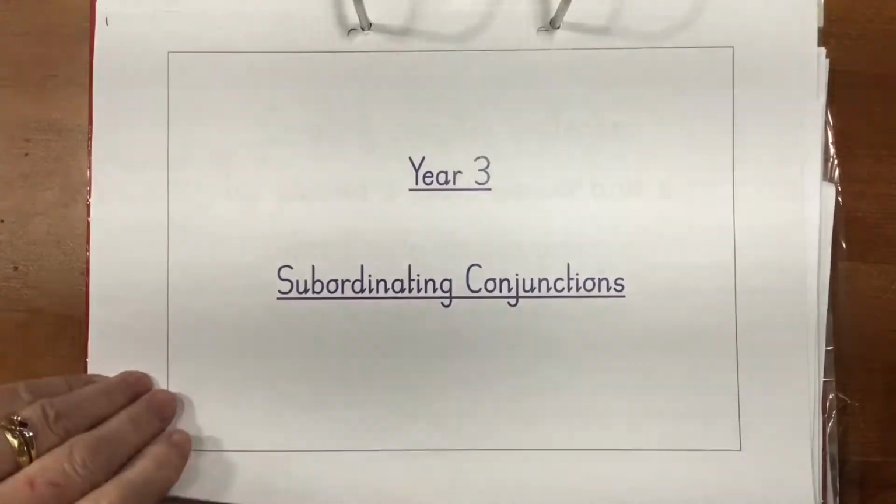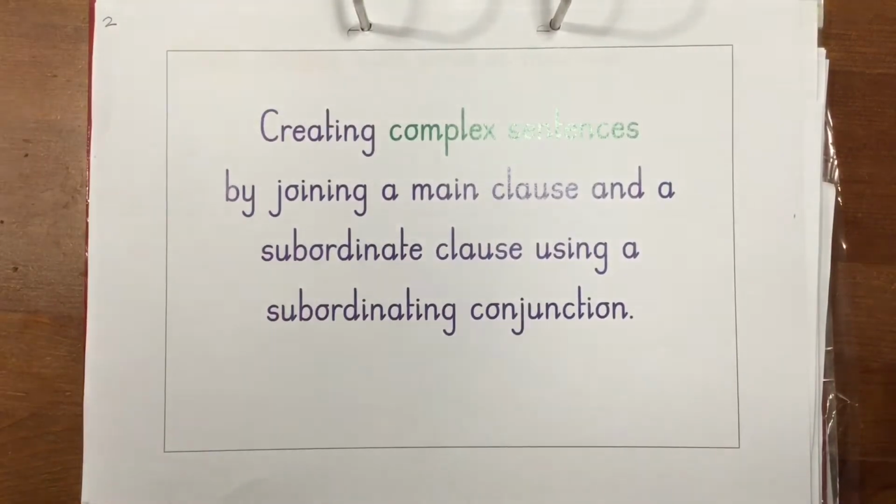Conjunctions. Creating complex sentences by joining a main clause and a subordinate clause using a subordinating conjunction.